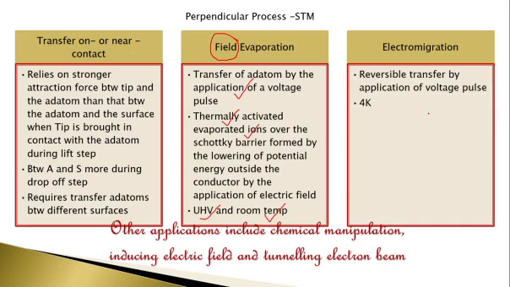And in the case of electromigration, it is a reversible transfer by application of a voltage pulse, and it happens at 4 Kelvin temperature.